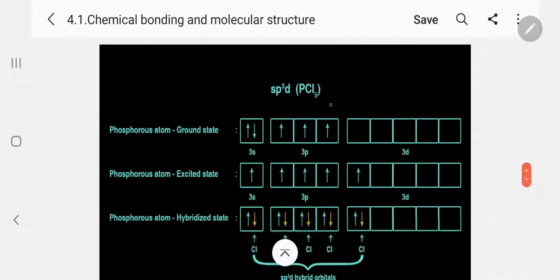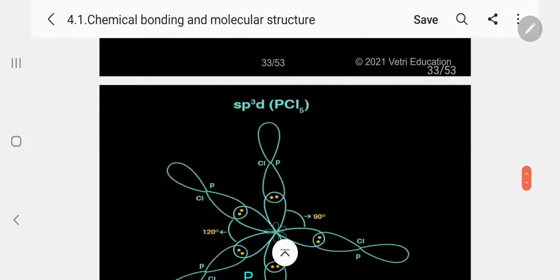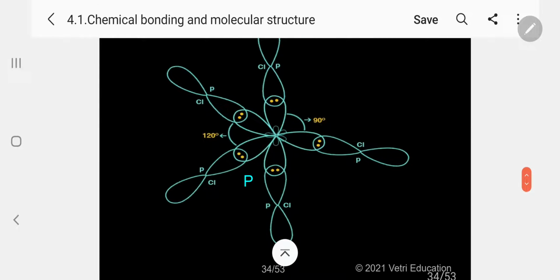Example is phosphorus pentachloride. Central atom phosphorus: 3s2 3p3. So now what will happen? Because 5 atoms are there, we need 5 unpaired electrons. One is getting excited. So 5 electrons are coming from the 5 chlorine atoms. So 1s, 3p plus 1d undergo combination. So see the combination now. How is it undergoing this way?